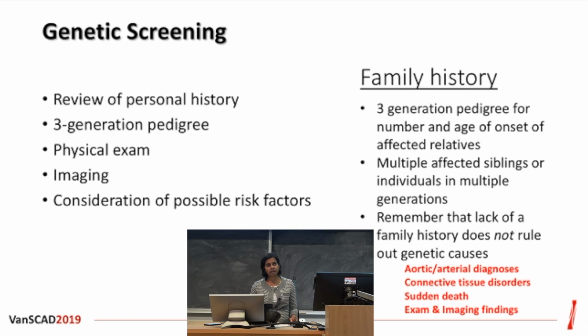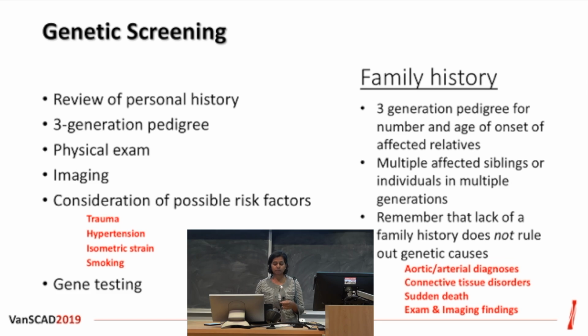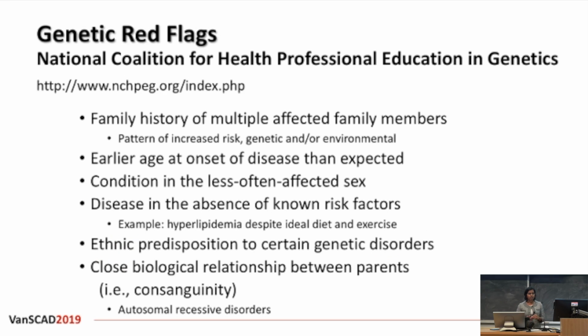Consideration of possible risk factors. So not having one of these risk factors sort of suggests that there isn't some inciting event that we can attribute a SCAD event to possibly, and maybe think more about genetics or some kind of inherent predisposition, predisposing somebody to having a dissection. And then finally, gene testing. So when I think of genetic screening, I'm thinking about all of these things and not just a gene test in isolation.